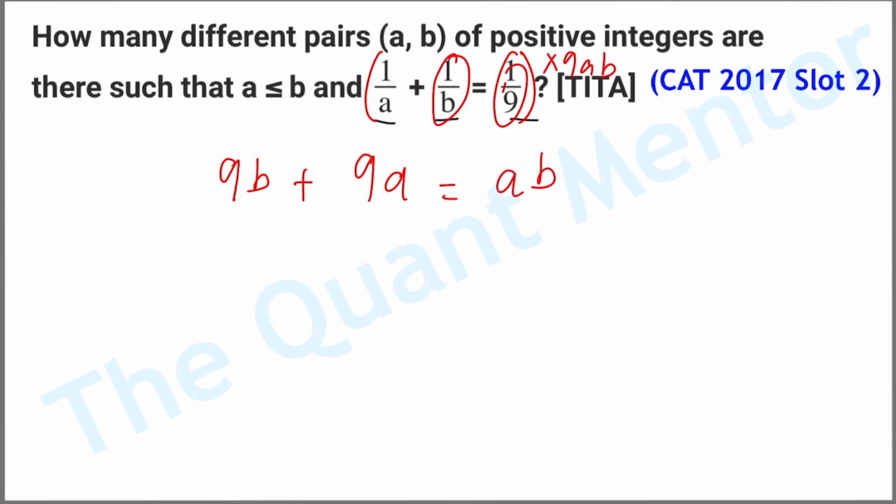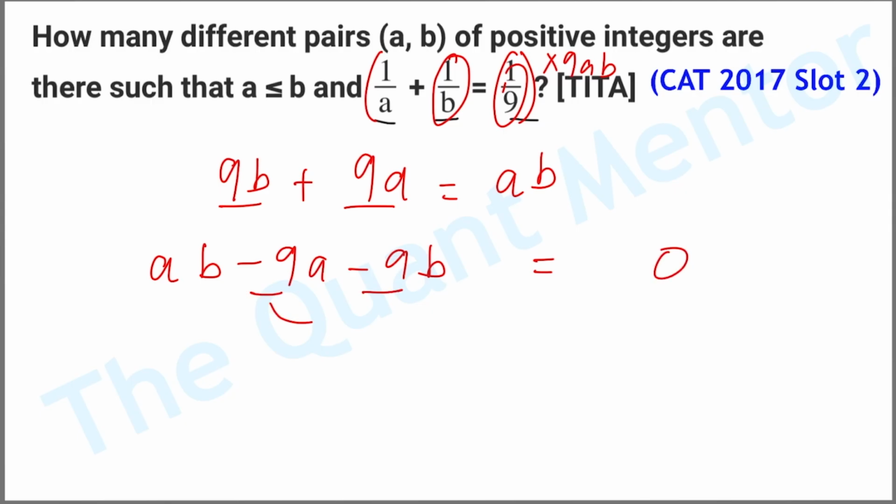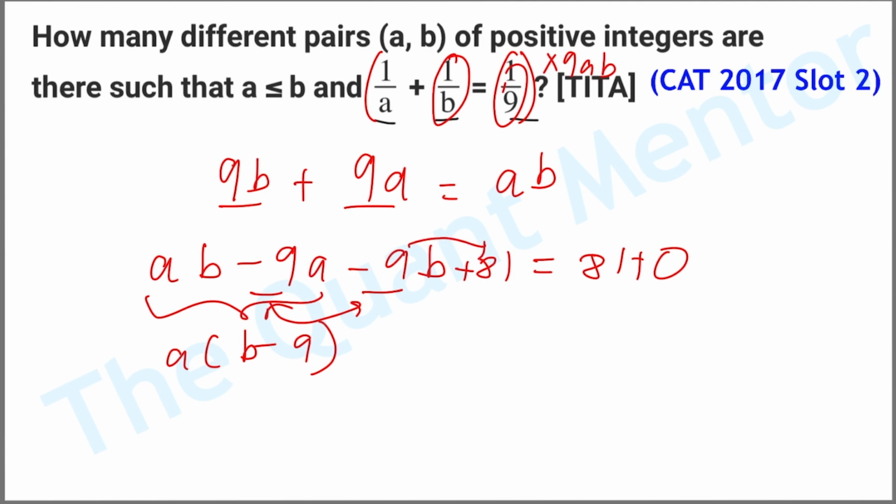Now take both the terms on the left hand side to the right, you will simply get ab minus 9a minus 9b is equal to 0. And the next step is minus 9 into minus 9 would be plus 81. So we just add 81 to both sides of the equation. So between the first two terms, we can simply take an a common. So we get b minus 9. And between the other two terms, I can take a minus 9 common. It will be b minus 9 is equal to 81 plus 0, which is 81.